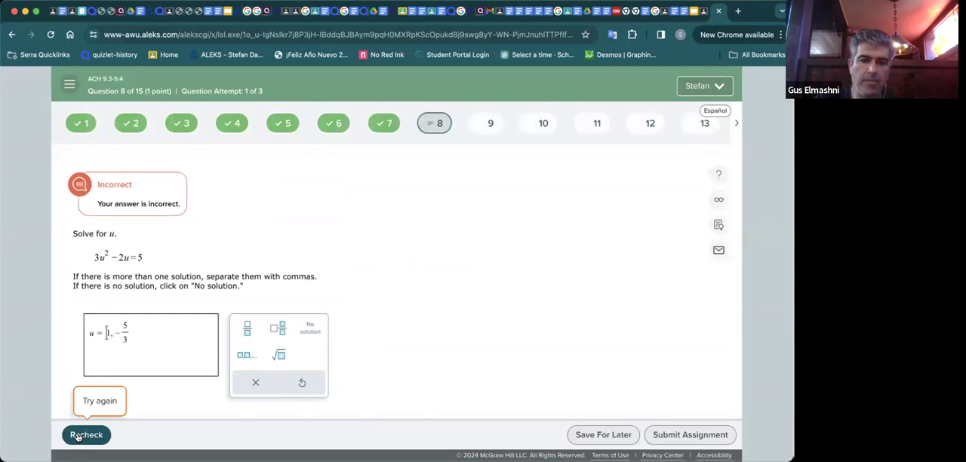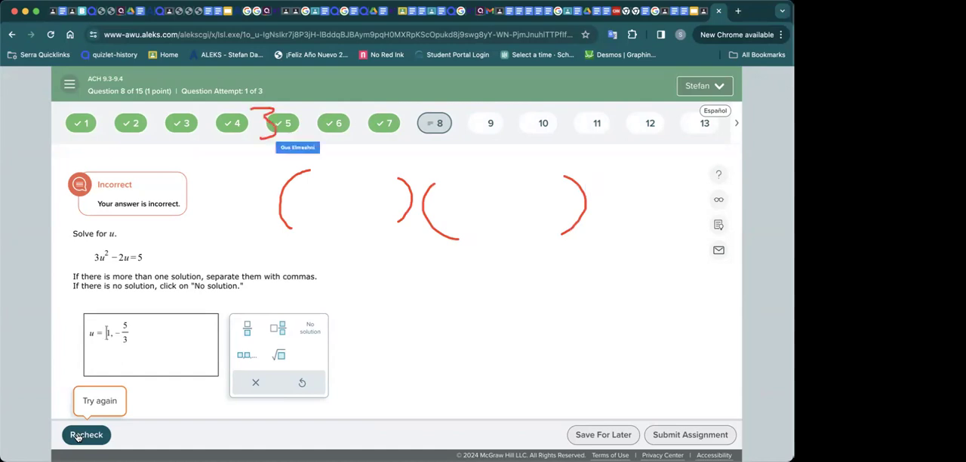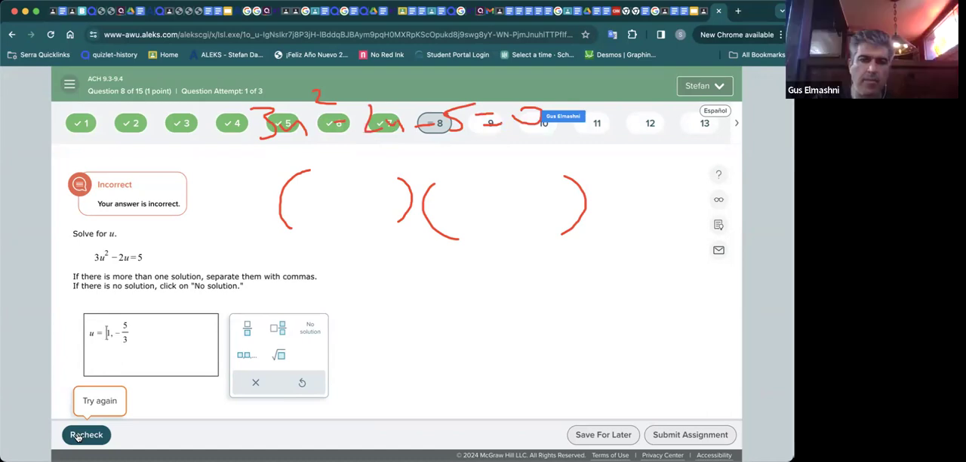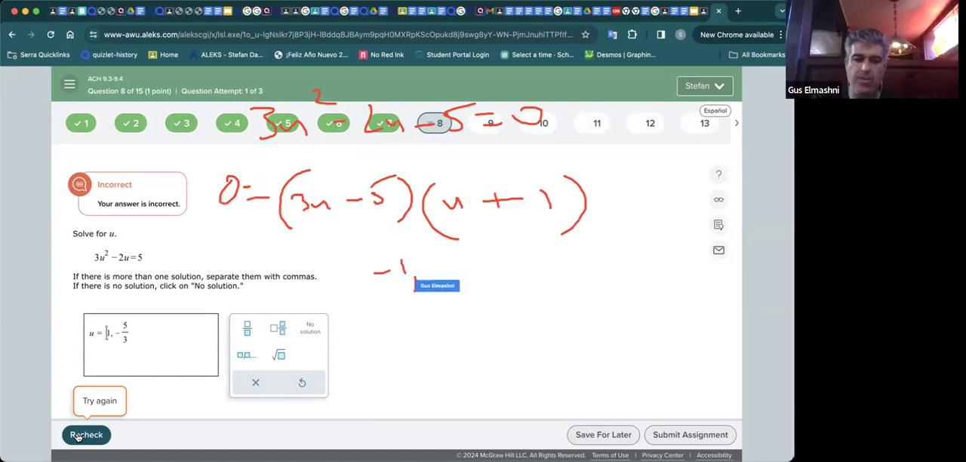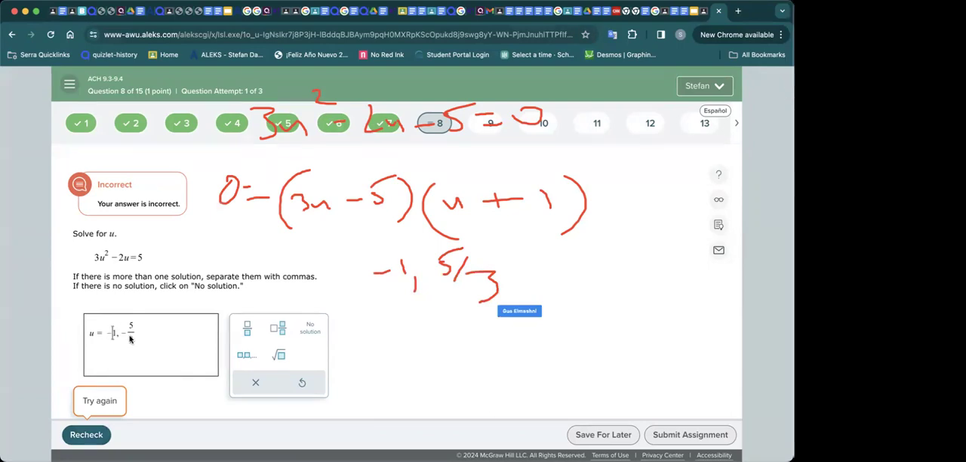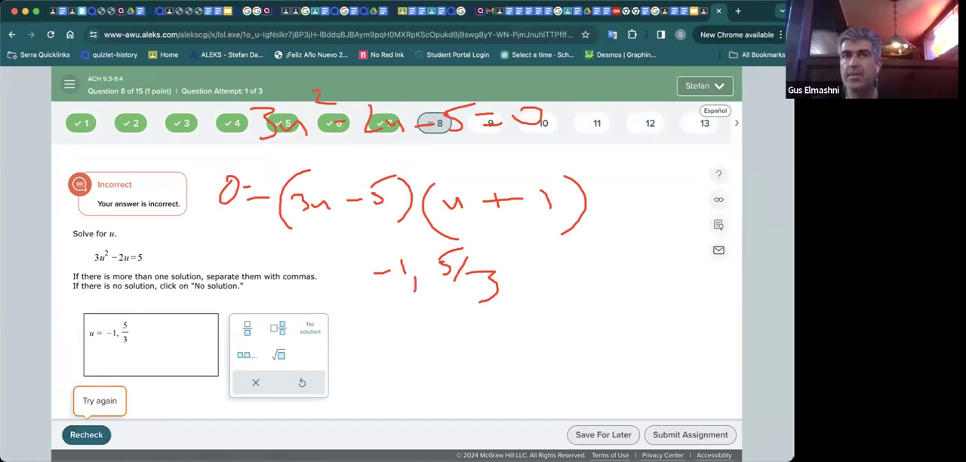Okay, hold on. Make sure you're factoring correctly. I kind of just shot. I thought I got the right numbers. I guess I didn't. I'm going to do it by trial and error. Yeah, I got negative 5. So it's negative 1 and 5/3. Yeah, reversed. That's good. You're close.